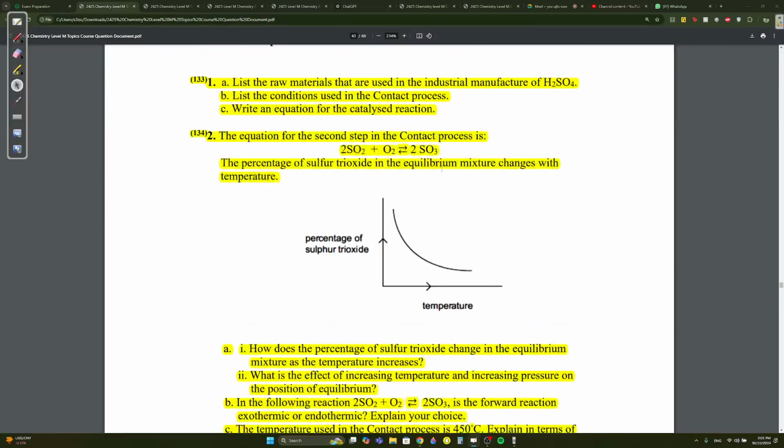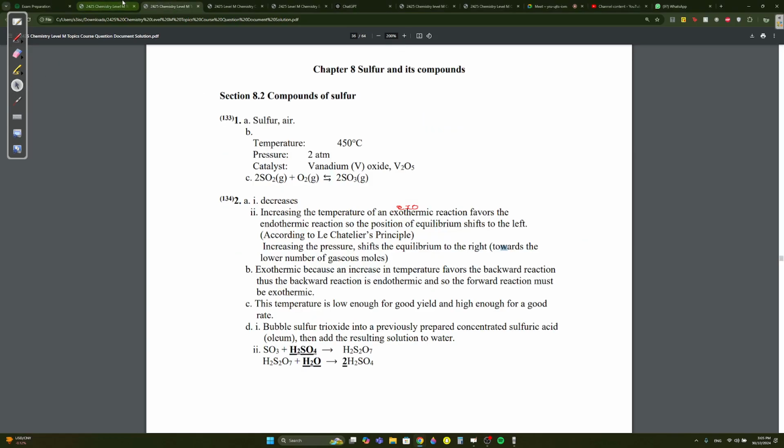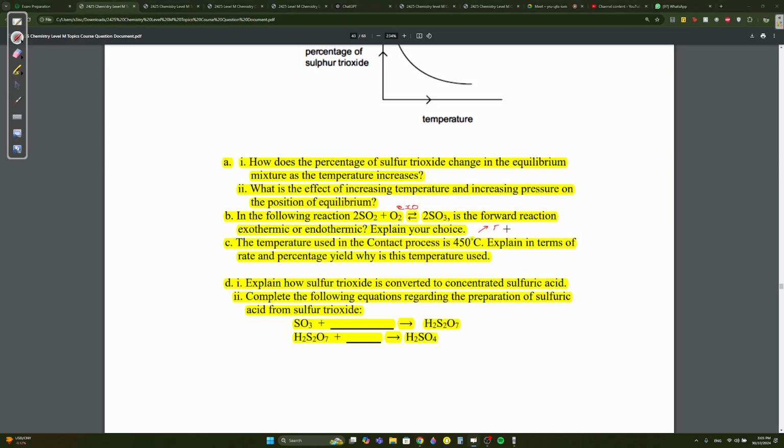In the following reaction, is the forward reaction endo or exo? Even without knowing, you can say it's exo. So I want to see the reason they put exo. Yeah, because if you increase the temperature, yield decreases. That means the endo is backwards, because when you increase temperature, it favors the endothermic, right? And since yield decreased, that means it went backward. That means the endothermic is the backwards reaction. That means the forward is what? Exo. Because it was given here, the increased temperature with a percentage went down.